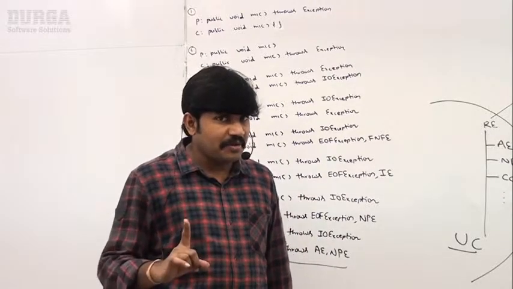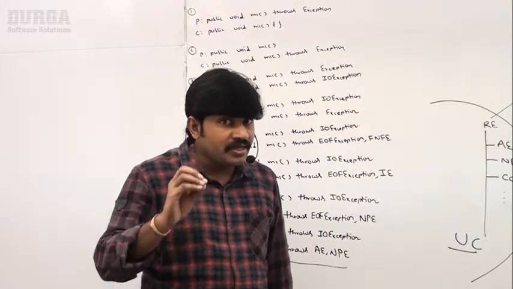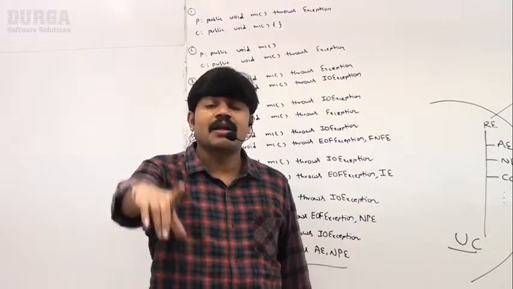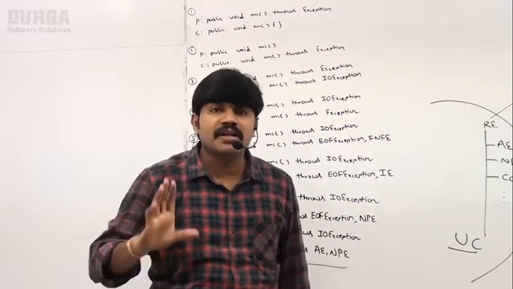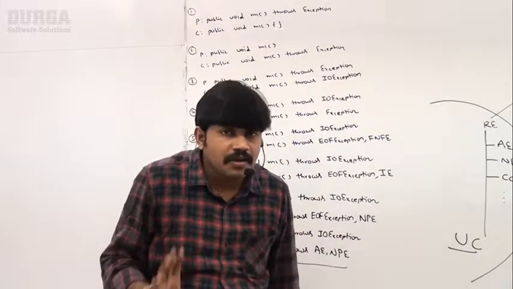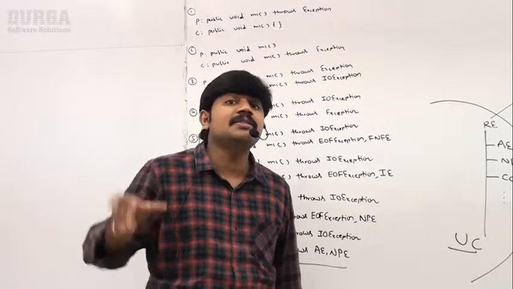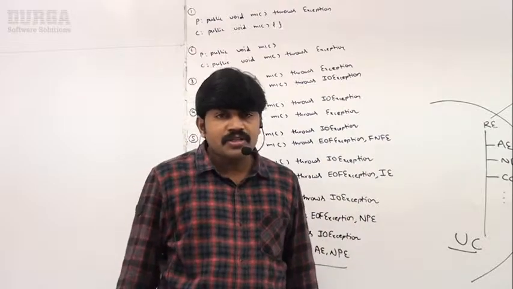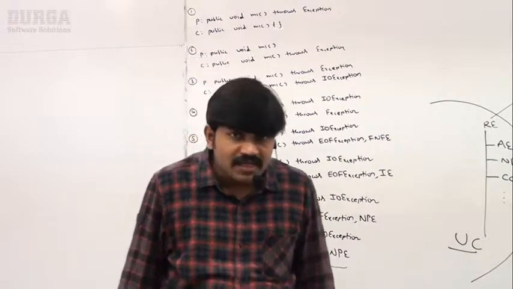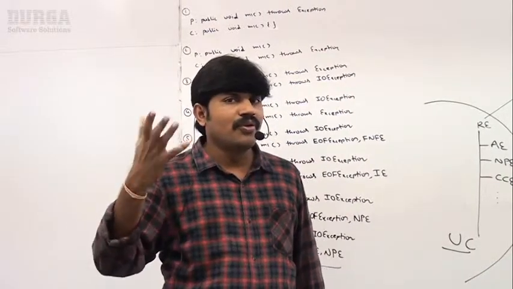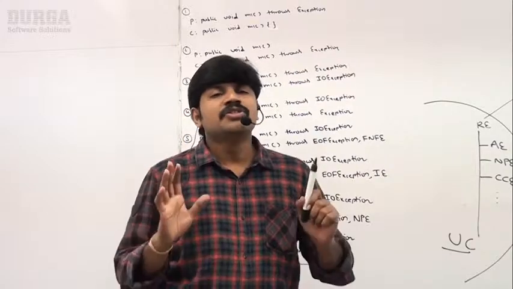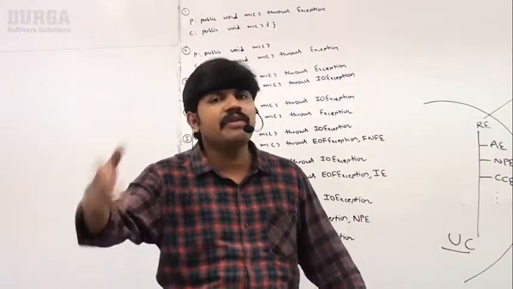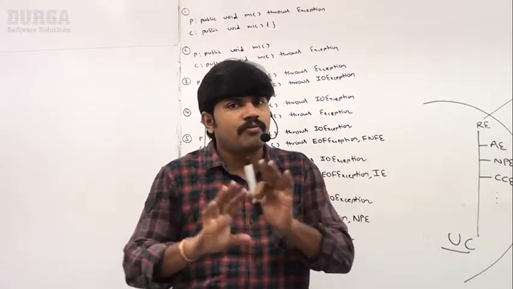I'm repeating again. If a child class method throws any checked exception, compulsorily the parent class method should throw the same checked exception or its parent. Otherwise, compile time error, right? Sir, what about unchecked exceptions? For unchecked exceptions, there is no rule. The rule is applicable only for checked exceptions. Unchecked exceptions you can use anywhere, any number of times, no problem at all.